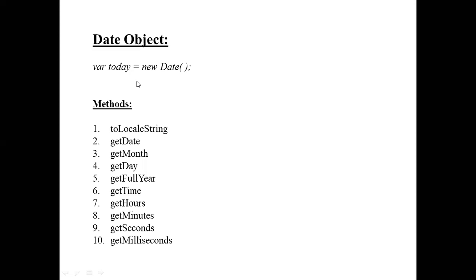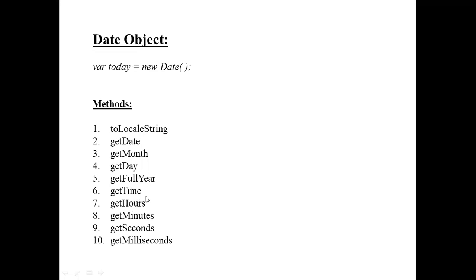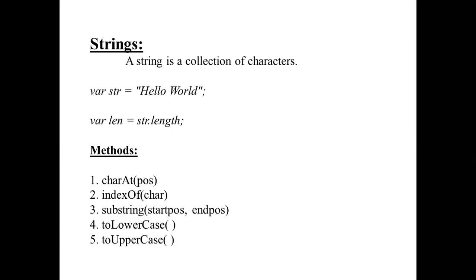So this is about the Date object. We have to create a Date object using the new operator. Next, if you want to get the date, use today.getDate(), today.getMonth(), today.getDay(), today.getFullYear(), today.getTime().